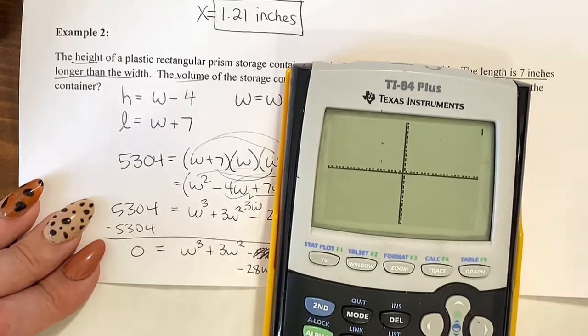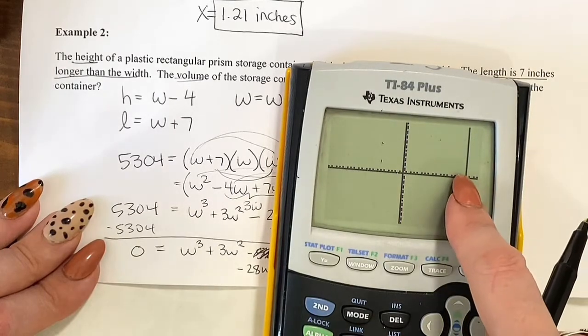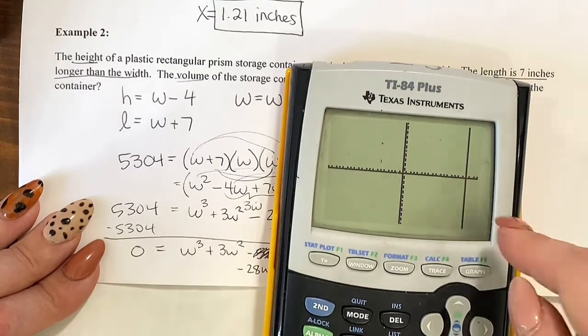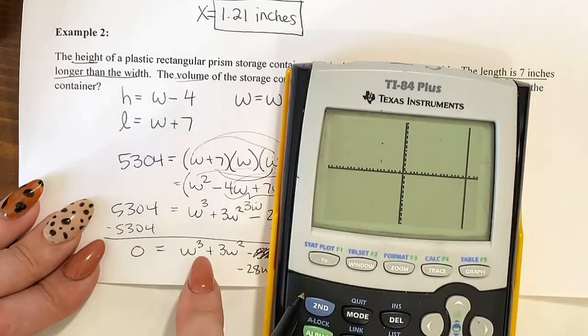Let's see if that will show it. Sometimes you have to play around with the window. And that's another reason why I prefer Desmos, because you can just scroll in and out with your fingers, which is way faster. So we have one intercept here.